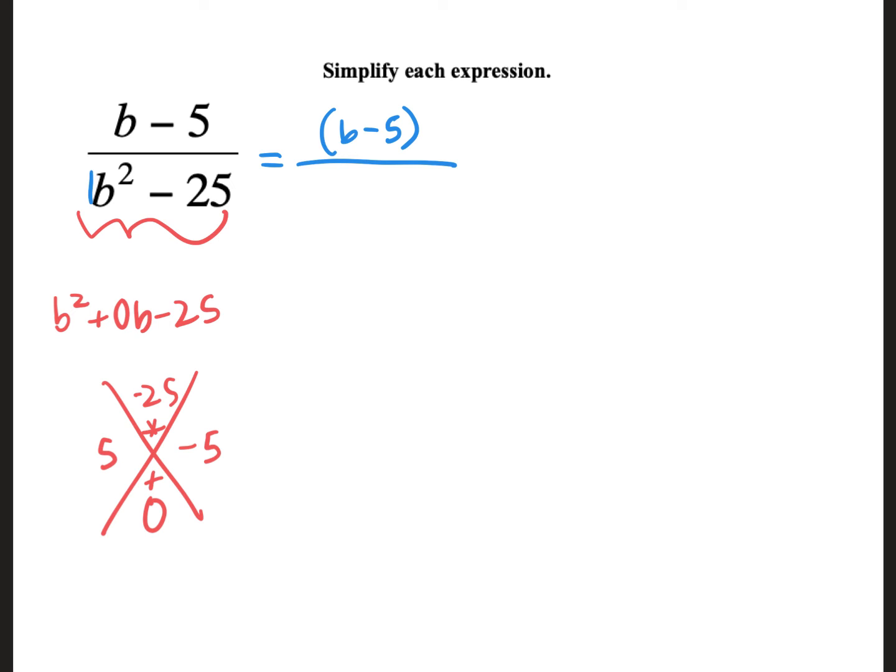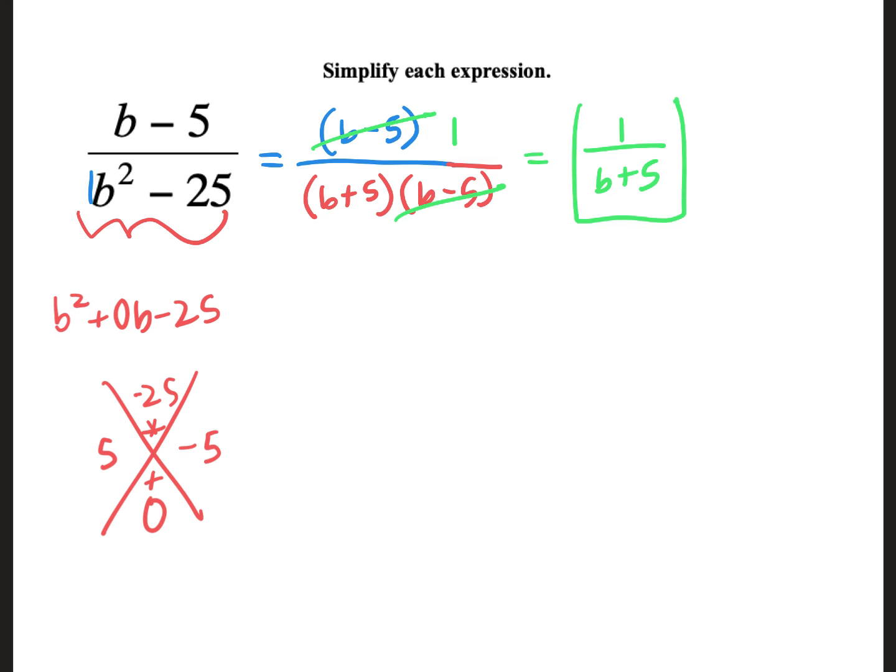This means on the denominator of my fraction on the bottom, we have b plus 5 and b minus 5. Again, the things have to match exactly on the top and the bottom to cancel them out. So I notice we have b minus 5, b minus 5. Technically, if everything goes away on the top, you still have 1. So my final answer is going to be 1 divided by b plus 5, because that's all that's left on the bottom. And that's your final answer.